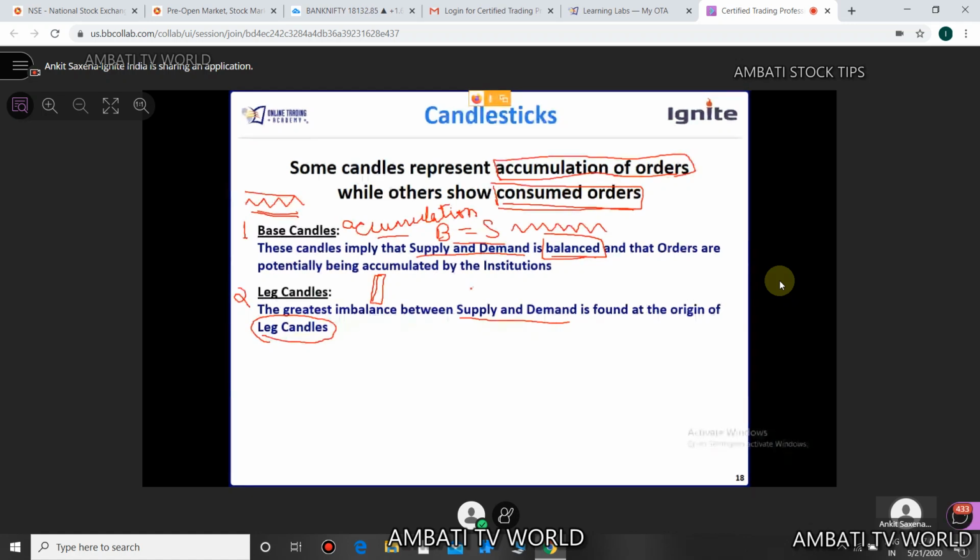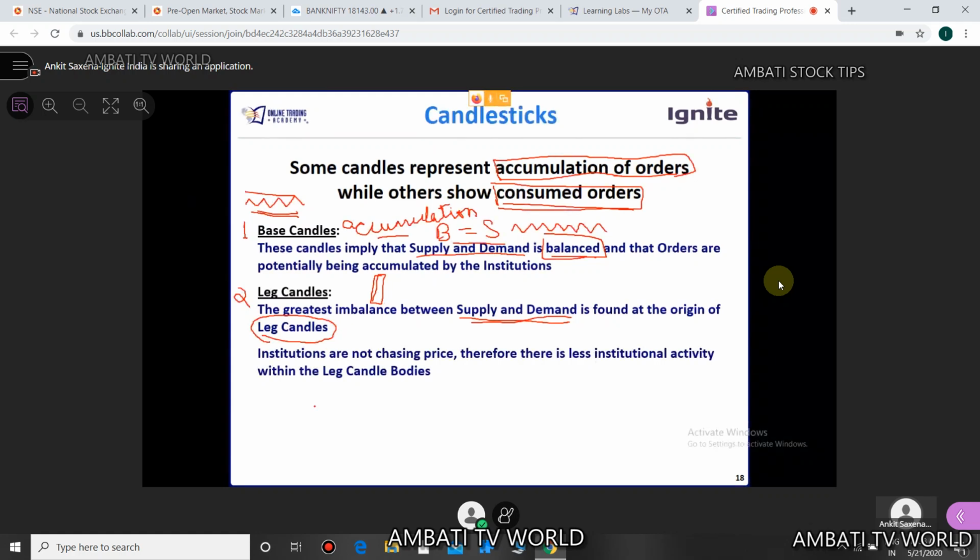Either the sellers will be more or the buyers will be more. It will be having big bodies. Now, in the base candles, the bodies will be relatively smaller, whereas in the leg candles, the bodies of the candle will be relatively bigger. So in the leg candles, you will have an imbalance between the buyers and the sellers, and it is found at the origin of the leg candles.